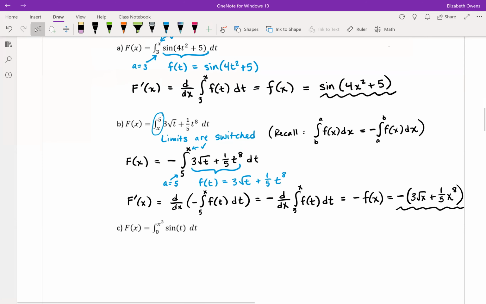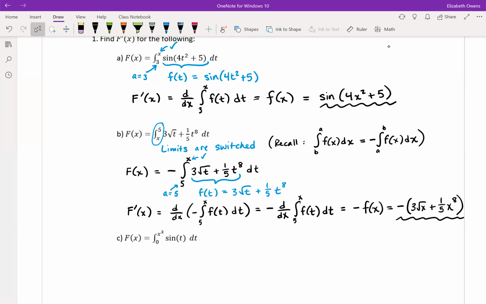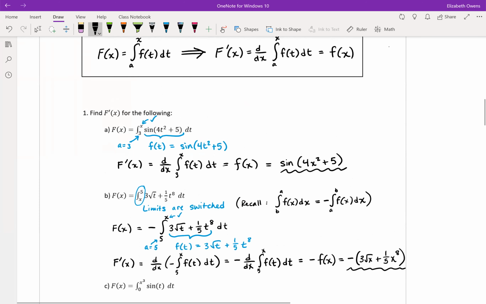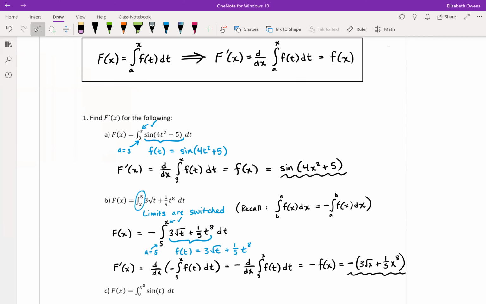Now one more example here. We've got F of x equals the integral from 0 to x cubed of sine t dt. And okay, pause for a second again, take a look at that integral, take a look at our theorem up here. What's the difference between this setup and what we would like to see?